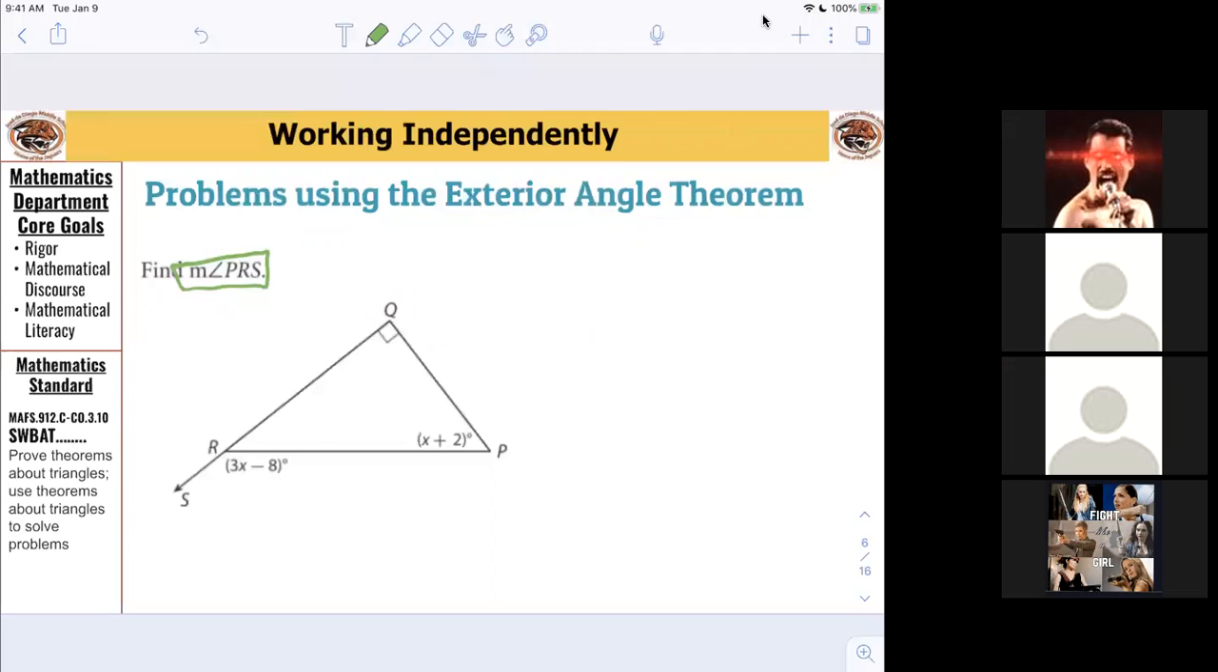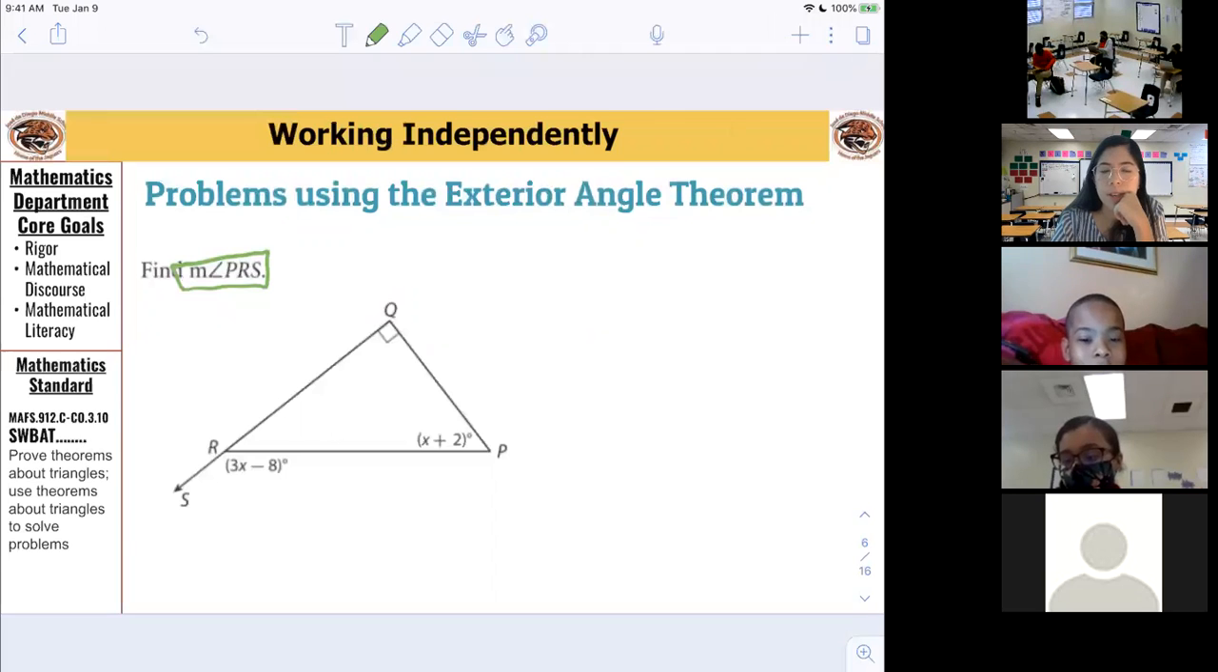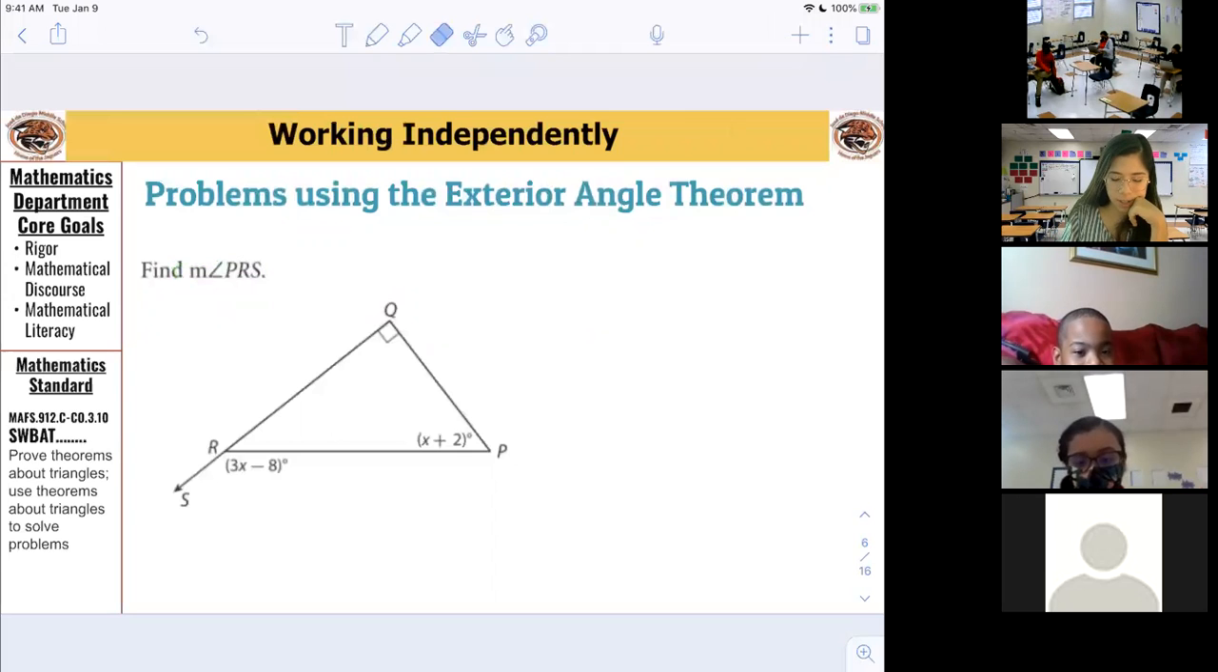So do you want us to find the perimeter? It's telling you what to look for. What is it telling you? The angles for all of them? No, read the instructions. The instructions tell you what to do. Find the measure of angle PRS.